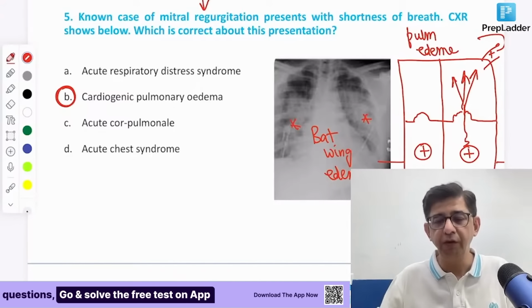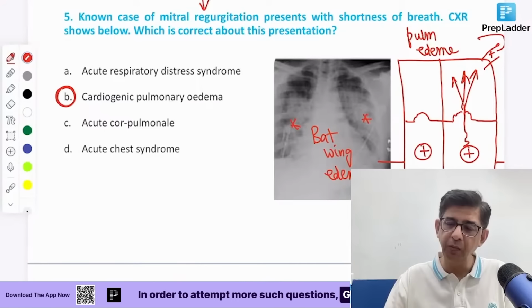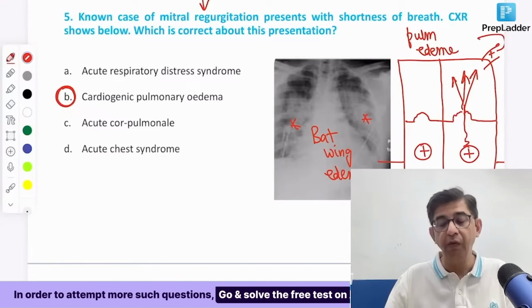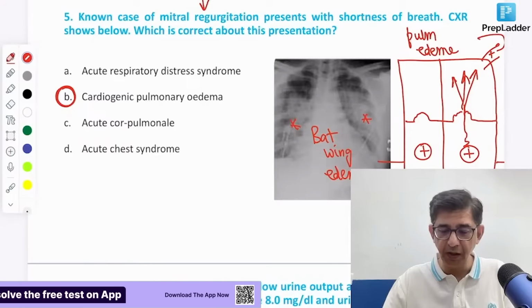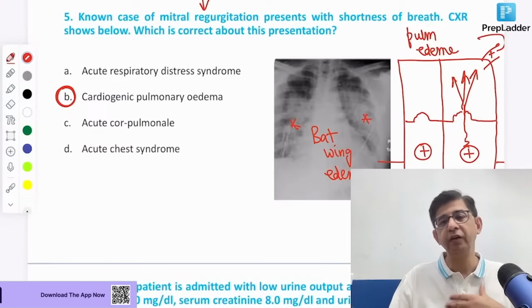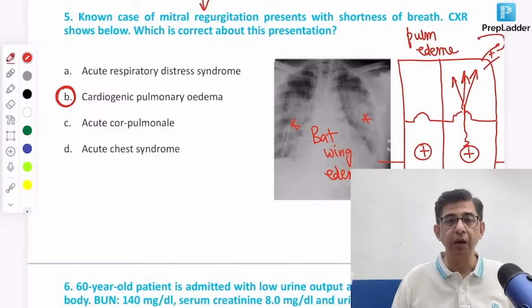For its treatment, we will have to give Lasix, morphine, nitrates, oxygen and positioning. But at the moment, the main focus for this particular patient is that what we need to do specifically is use a diuretic so that we can ease the pulmonary edema, and this is cardiogenic pulmonary edema.